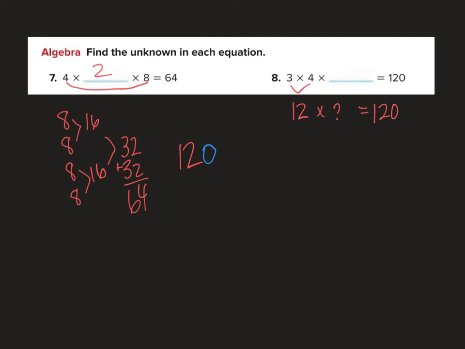Well, let's use easier numbers. What if I said, how do I get from 5 to 50? What do I have to do? Multiply by 10. What if I said, how do I get from 2 to 20? What do I do to get that? Multiply by 10. Oh, so then for me to get from 12 to 120, I multiplied by 10. So this number here should be a 10.